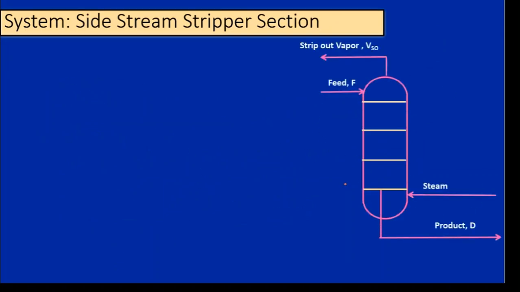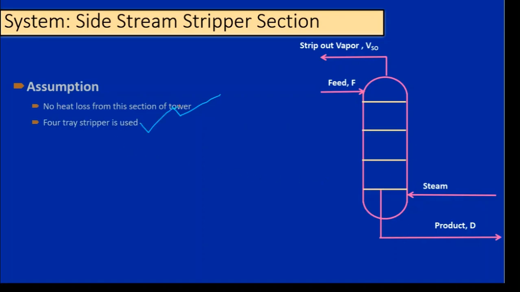As we know about the side stream stripper, we need certain assumptions. The first thing, no energy losses are there, meaning energy is conserved, energy in is equal to energy out. Second, we assume 4 trays in the stripper, same as in the case of the bottom one. Third, the temperature drop is equal at each tray.